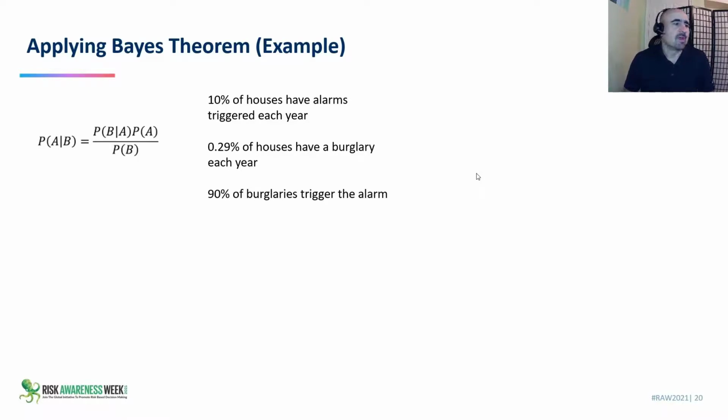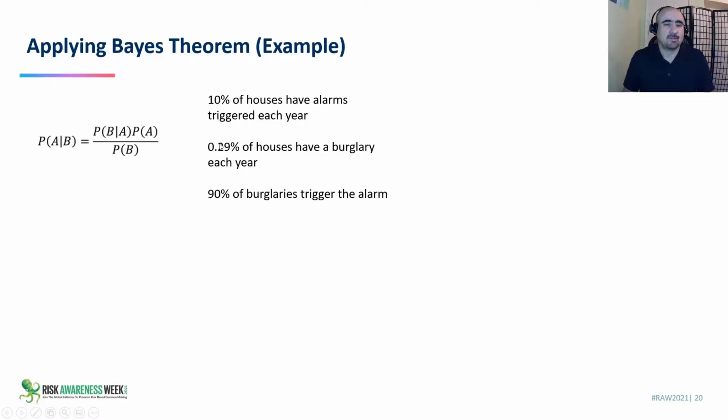So the example we have here, let's say that 10% of houses in the town have their alarm triggered each year. And 0.29% of houses have a burglary each year. And 90% of burglaries trigger the alarm. So that's the information I'm going to use to populate the theorem here.